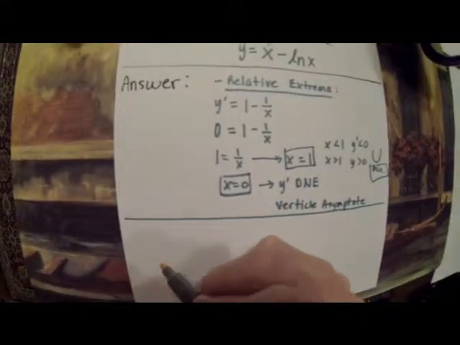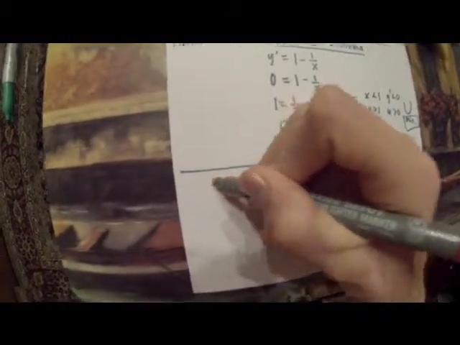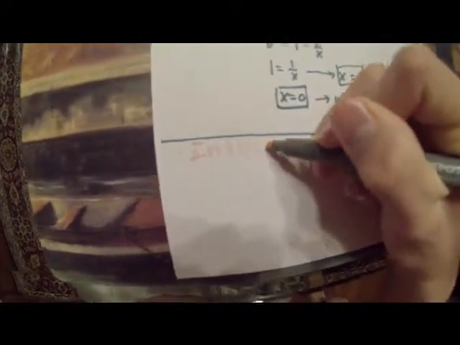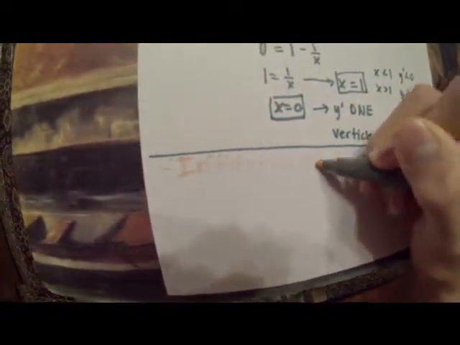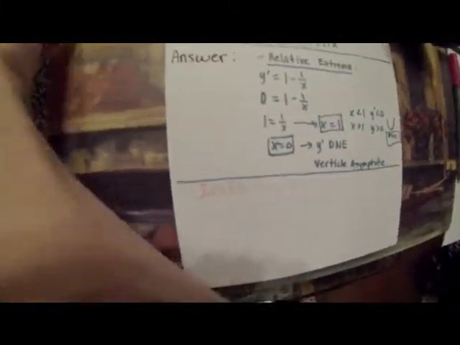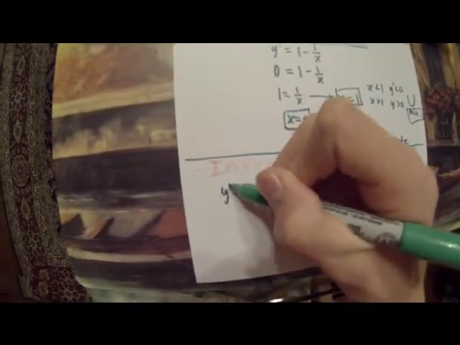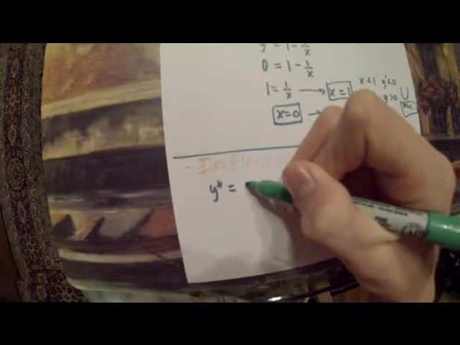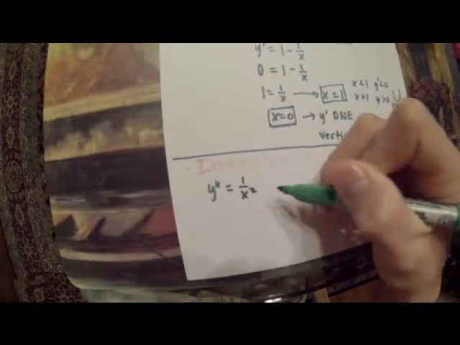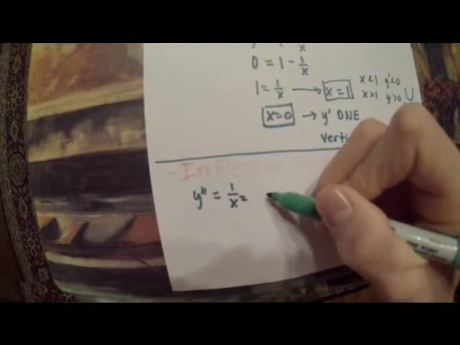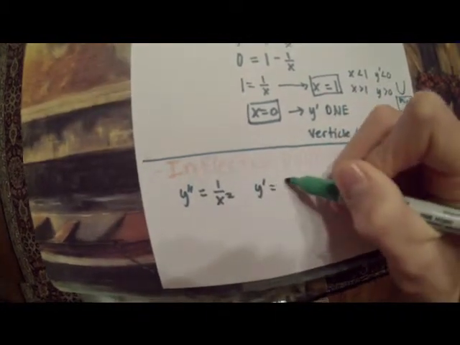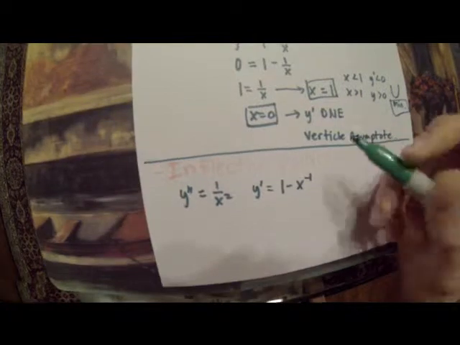Our inflection points. My marker's not good, so I'm going to switch markers. Our inflection points is when our second derivative, which is y double prime, which equals 1 over x squared, and we derived that from y prime equaling 1 minus x to the minus 1.